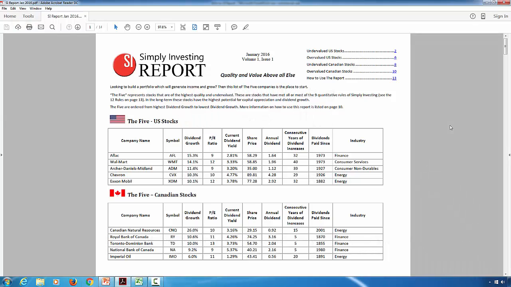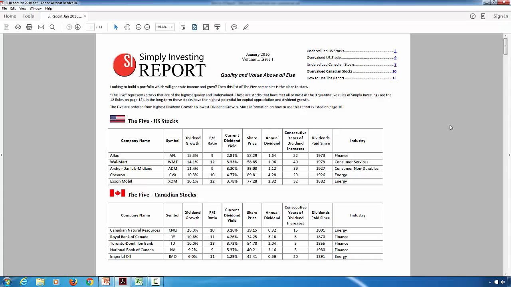Up on the screen now is the Simply Investing report in the PDF format. You'll notice on the first page, we have a list of 5 US stocks and a list of 5 Canadian stocks. What we've done here is provide you with a list of stocks that have met all or most of the 9 quantitative rules of Simply Investing, those 9 criteria we talked about earlier. We've listed these stocks from highest dividend growth to lowest dividend growth.